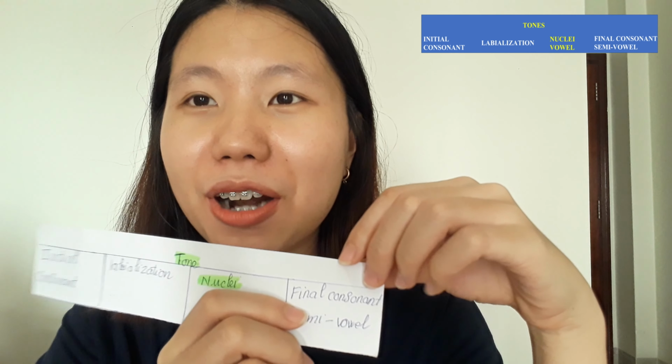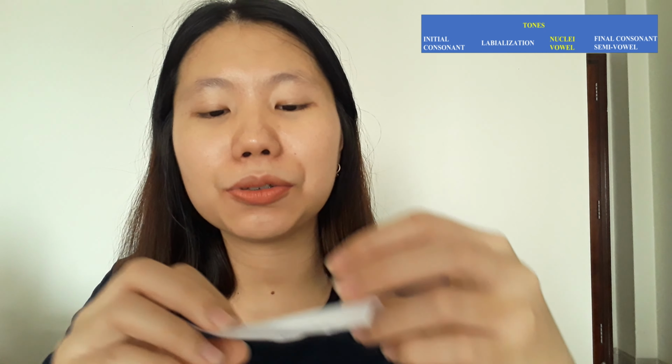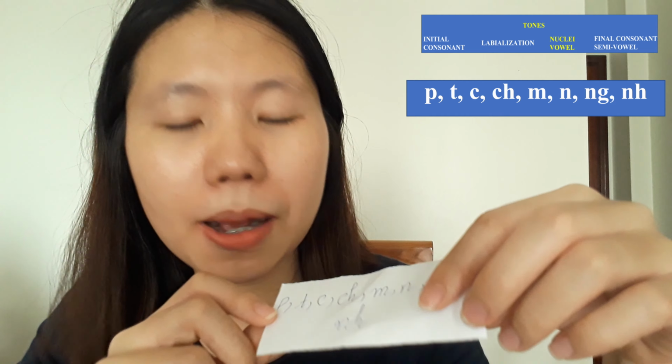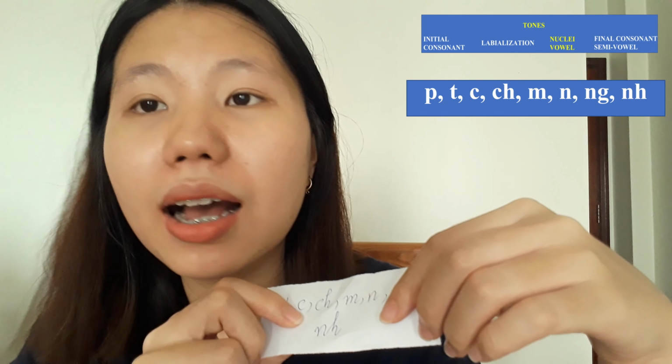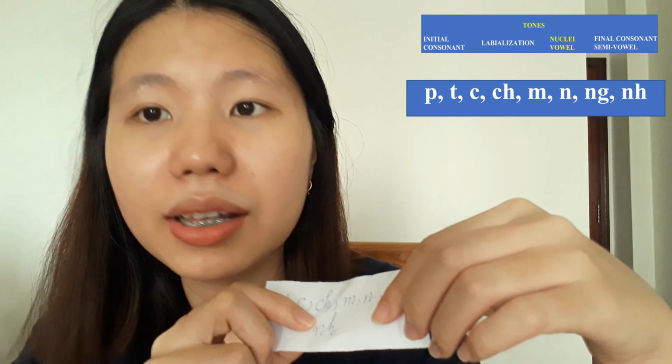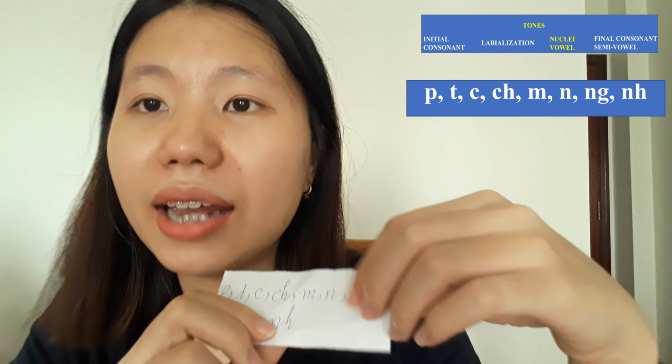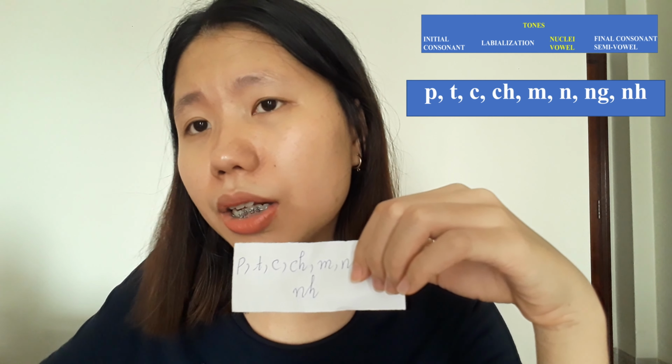Okay, and now let's move on to the final components, which are the final consonant or semi-vowel. For the final consonant, we have 8 final consonants, including b, t, k, j, m, n, ng, and ñ. Do you feel like they are a little bit similar to the initial consonants?